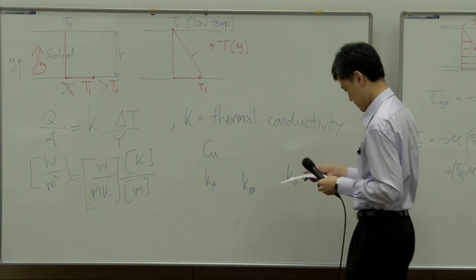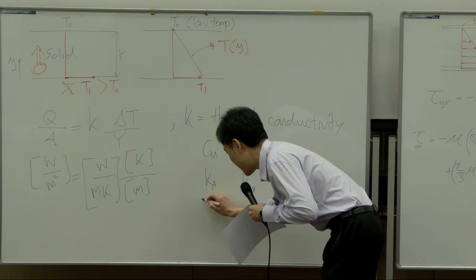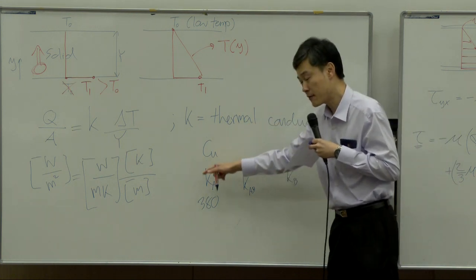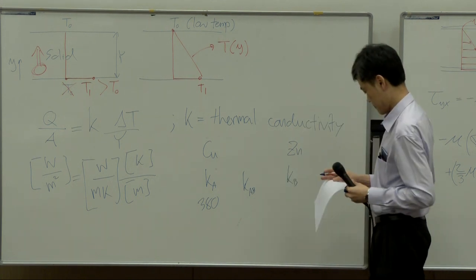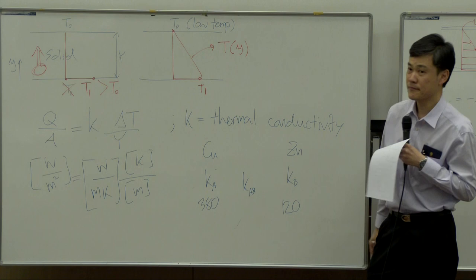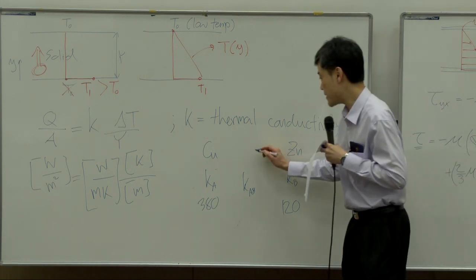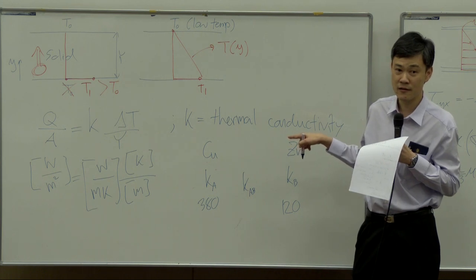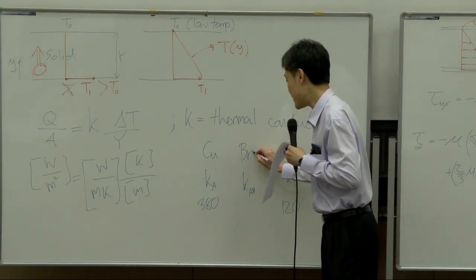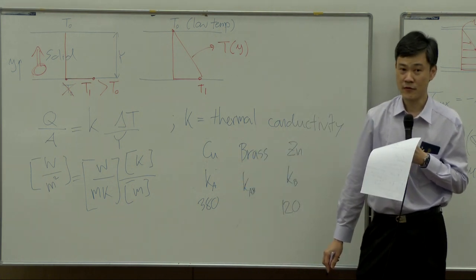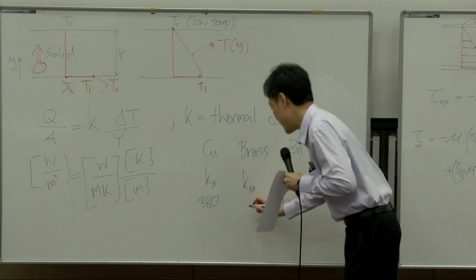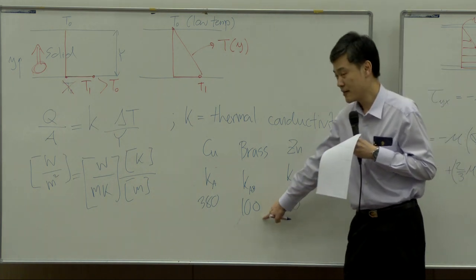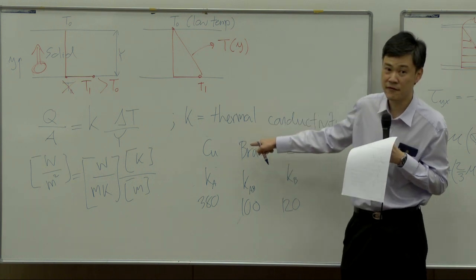For instance, copper would have thermal conductivity of around 380 watt per meter Kelvin. That's for copper. Zinc would have around 120 watt per meter Kelvin. If you mix it up into a copper zinc alloy, what is the common name of copper zinc alloy? Brass. Okay? When you have brass, the thermal conductivity of brass is only around 100. Smaller. Brass is less conductive than copper and zinc.